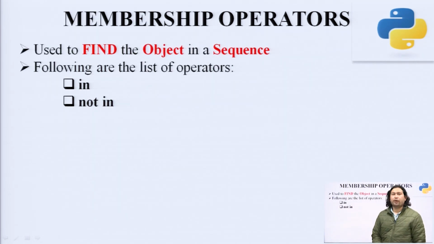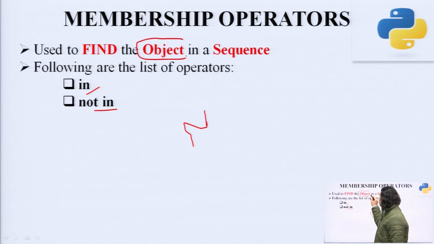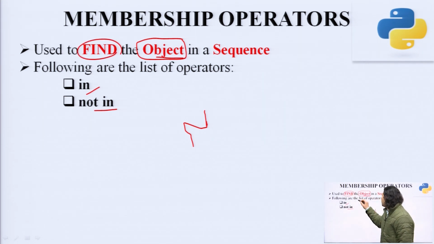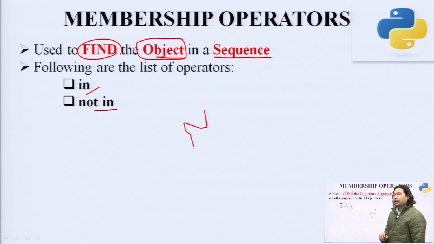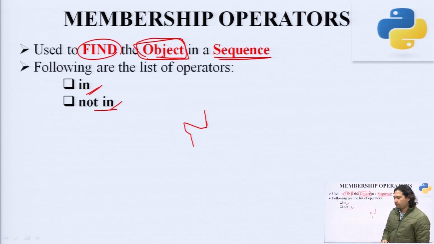Next operator is membership operator. Now, in membership operators we have two operators, one is in, the second one is not in, and generally it is used to find out a particular object. Now, you are going to see that these objects are basically small information which must be found under a sequence with the help of the membership operator. So, what we are doing is searching for this object under this sequence by using these two operators.